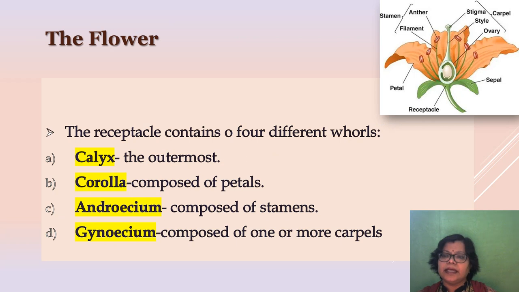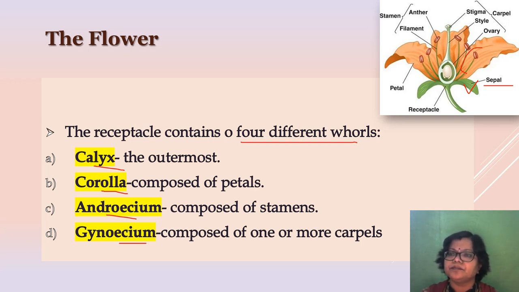The receptacle or the thalamus is nothing but the compressed floral axis, which contains four different whorls: calyx, corolla, androecium, and the gynoecium. Calyx is the outermost whorl, which consists of sepals. Corolla is composed of petals, that is the second whorl. Androecium, that is the third whorl, is the male reproductive part of the plant, composed of stamens. And then the gynoecium, the innermost whorl, which is composed of carpels or the pistil, that is the female reproductive whorl.